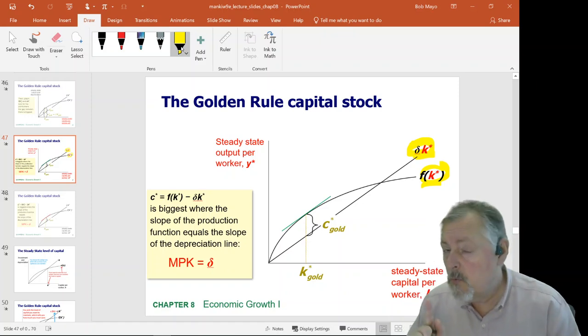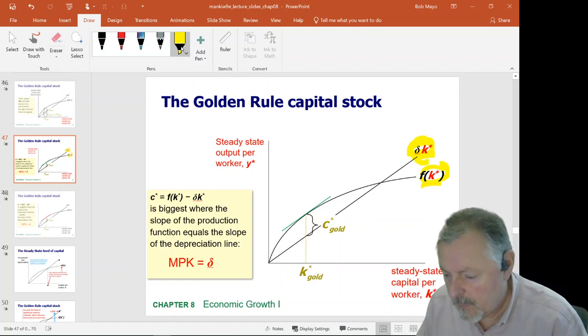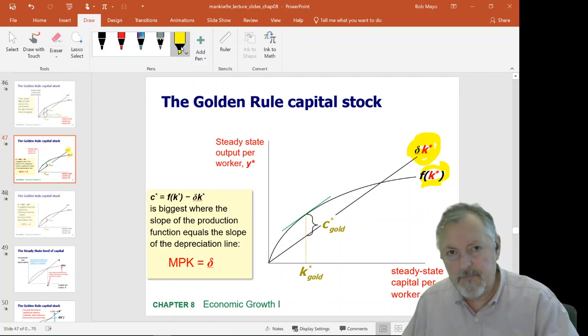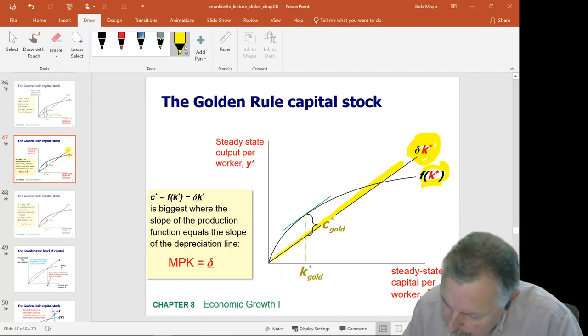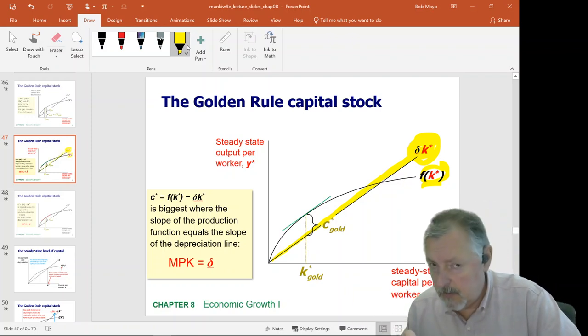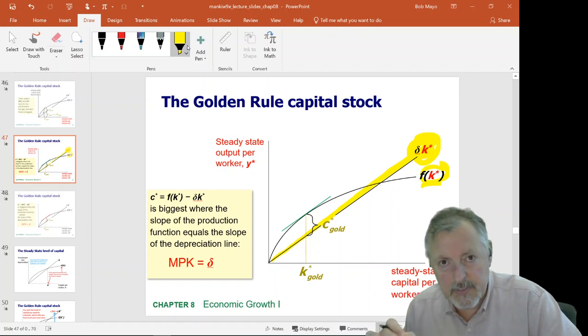New capital is created from savings. So if you are in a steady state, this is also your savings rate, because savings becomes investment, becomes new capital. So this line shows you, if you're in a steady state, how much you have to save every time period.